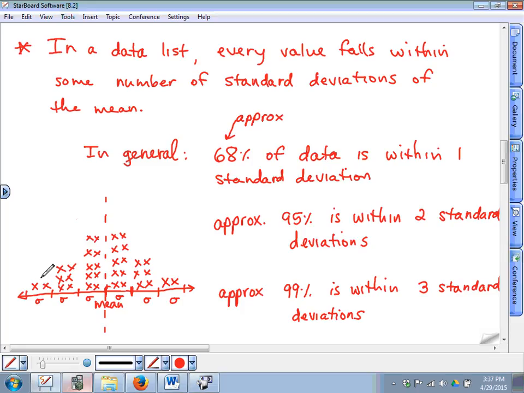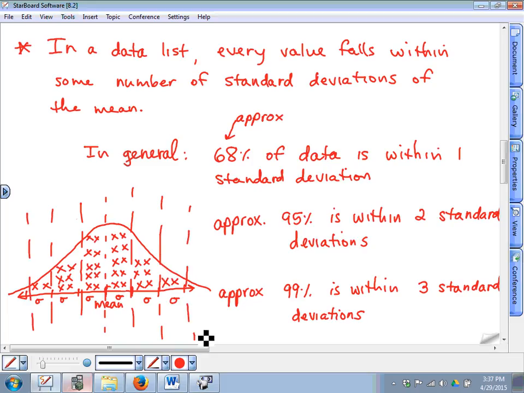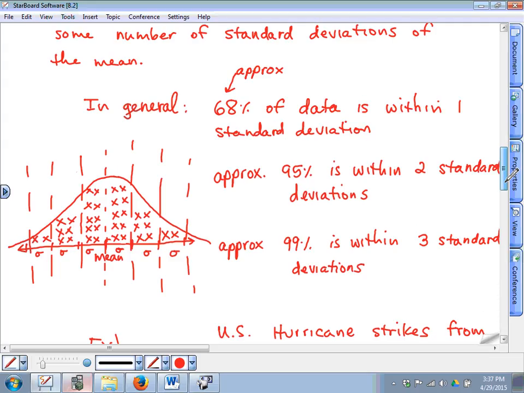And this kind of a shape is what you get if data is distributed in this way. This is called normally distributed data. It follows what's called a bell curve, like this, or approximately. We'll talk about this a little later on in the unit. Most of the data falls right here within 1 standard deviation. Some of it spills over to 2 standard deviations, but almost all the data can be fit into 3 standard deviations. Okay.